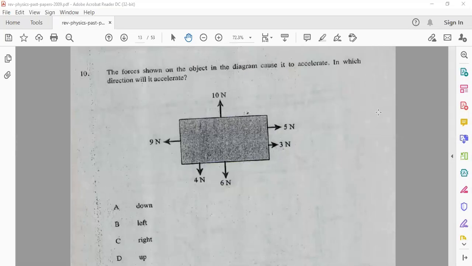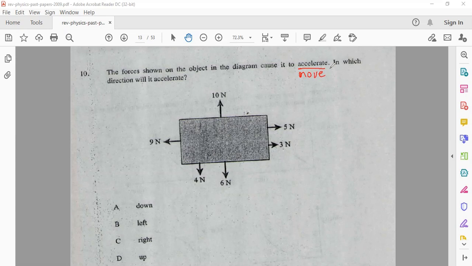Okay, so let's look at number 10. The forces shown on the object in the diagram cause it to accelerate. By accelerate, we mean move, speed up in that direction. In which direction will it accelerate? It's going to accelerate in the direction of the biggest force. So we have to see which direction the biggest amount of force is acting in.